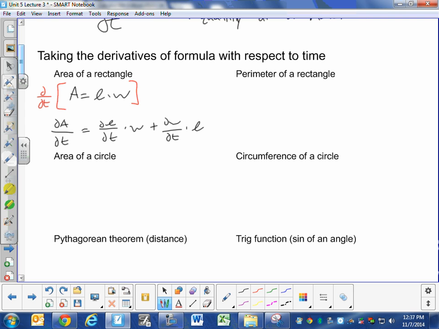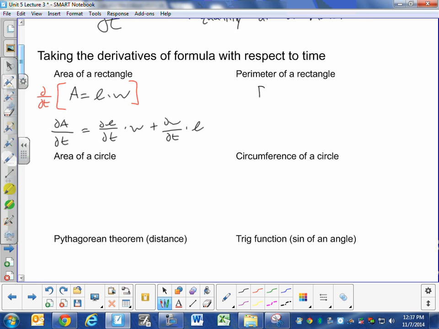What this is saying is, if you want to find the change of the area of a rectangle, find the change of the length, multiply it by the width at that specific moment, and then find how the width is changing and multiply by the length, and you'll find how the area is changing in terms of inches squared per second or feet squared per second.